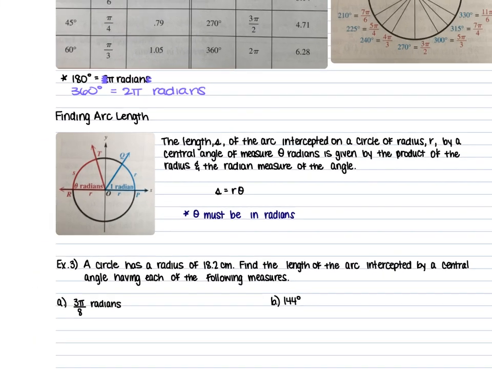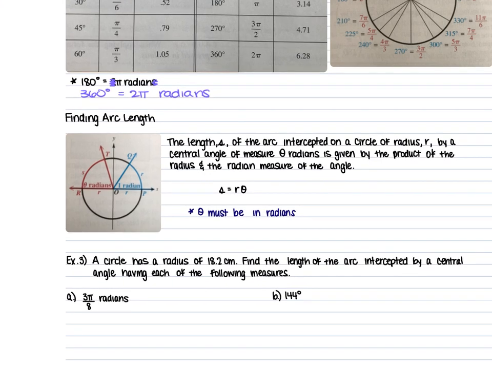First thing that we're going to look at with this unit circle is finding arc length. The length S of an arc intercepted on a circle of radius r by a central angle of measure theta radians is given by the product of the radius and the radian measure of the angle. So S is equal to r times theta, and your theta must be in radians. So your radians times your radius is S, your arc length, okay?